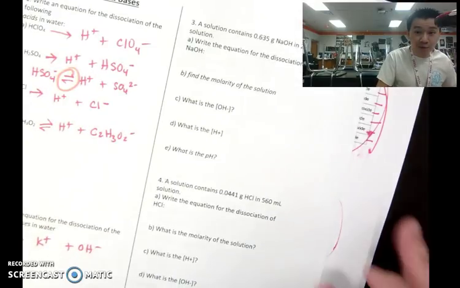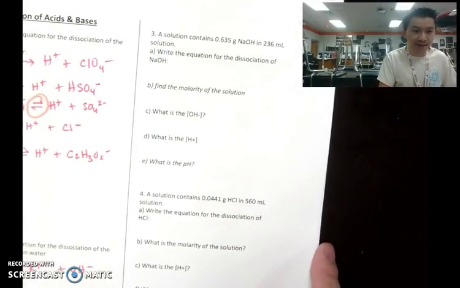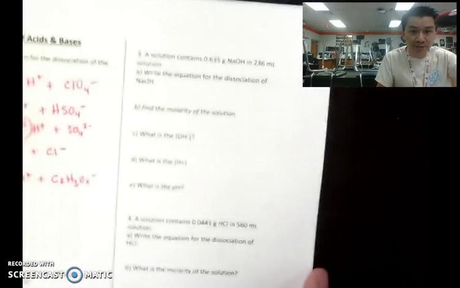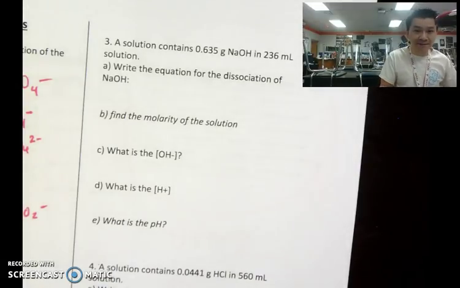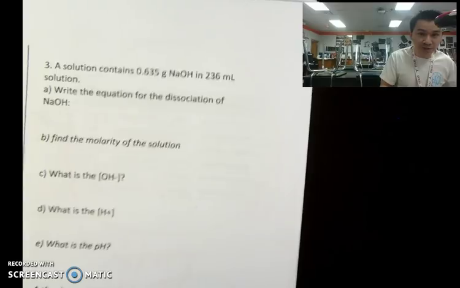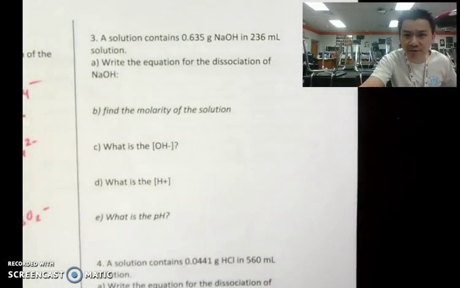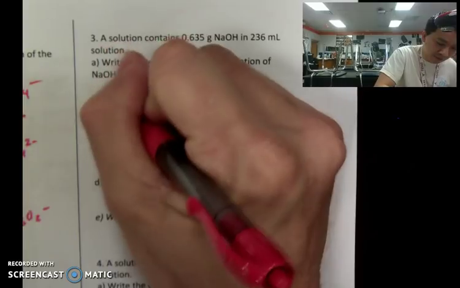And so now, if we know how they split up, we know how many hydrogen ions and how many hydroxide ions, and we can calculate the pH and pOH. That should be a review here. But number 3, we're going to combine a bunch of stuff from what we've learned in the past. Number 3 here: a solution contains 0.635 grams of NaOH in 236 milliliters of solution. Write the equation for dissociation of NaOH. We already did it earlier.